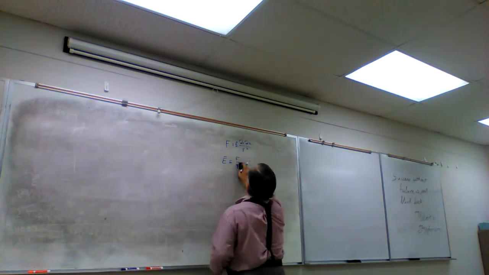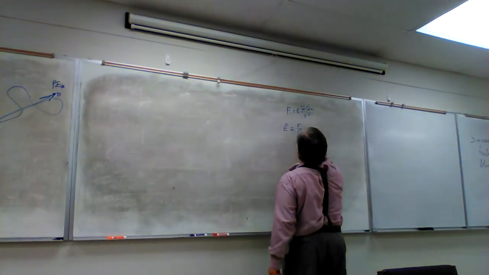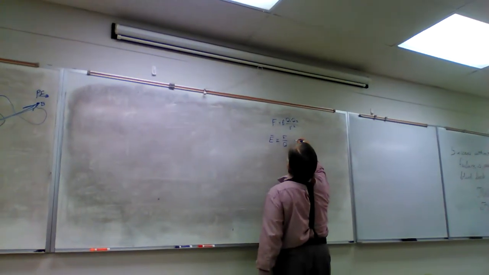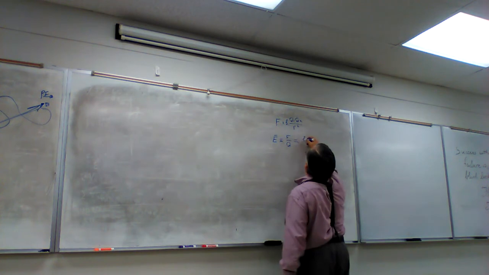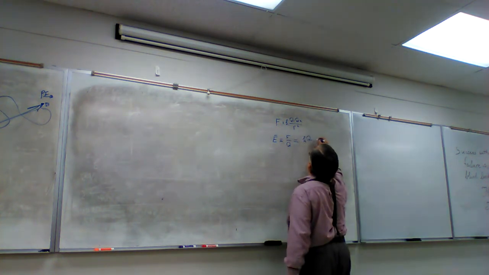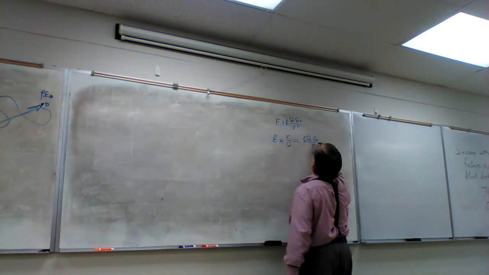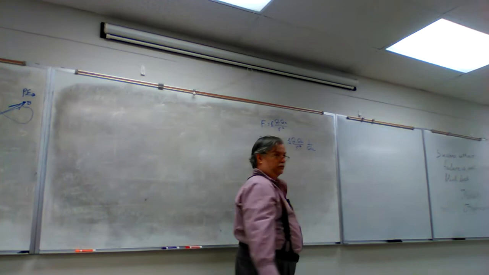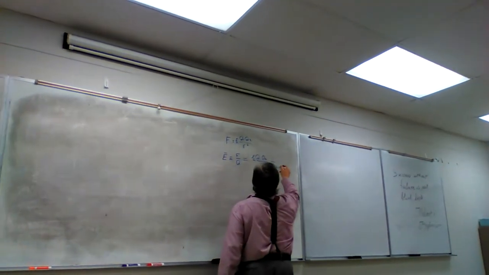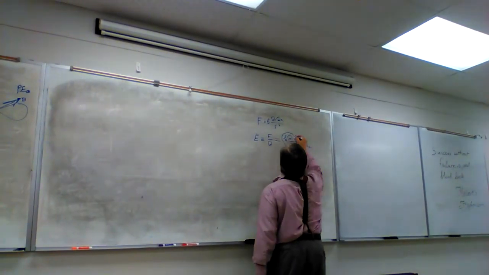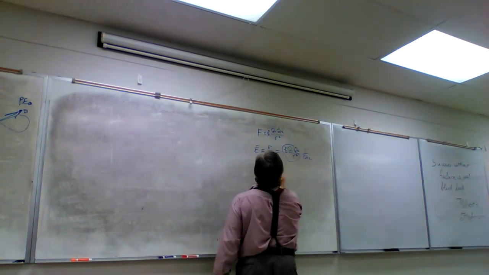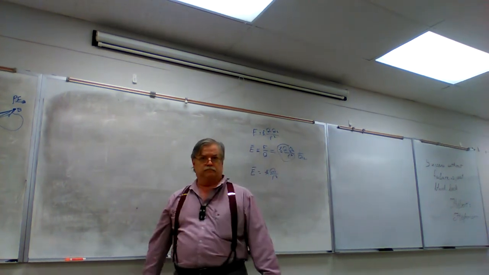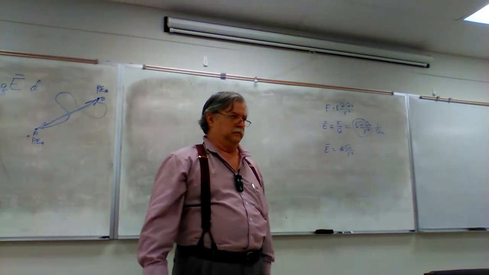or here, let me keep the numbers the same, force per Q, per unit charge, then that would give us K Q1 Q2 over R squared divided by that charge, that unit charge, which left us with E as K Q1 over R squared. And that's how we came up with our E field.